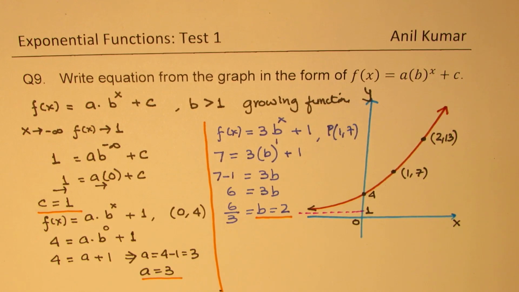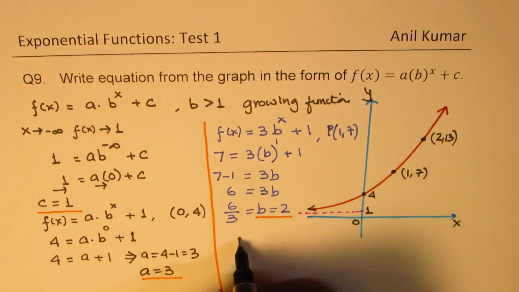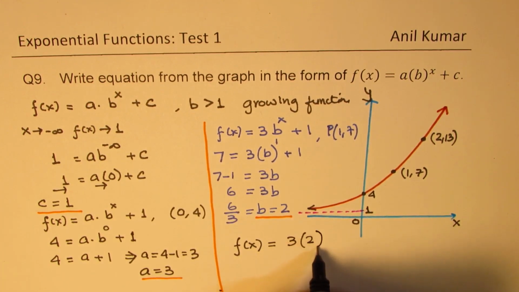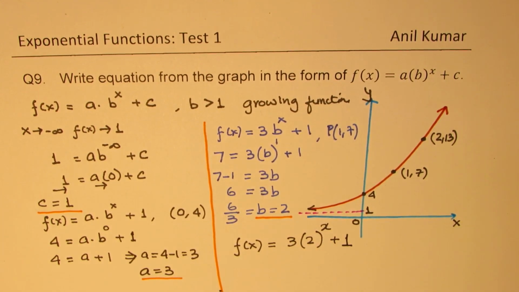And now we can write down our function. So the result is f of x is equal to a is 3, b is 2 to the power of x plus 1, correct? So that becomes the solution. This is the equation which represents the given graph. I hope the steps are absolutely clear. I would like you to go through the complete test paper where I've discussed 10 questions from a test paper on exponential functions. Hope you understand and appreciate.